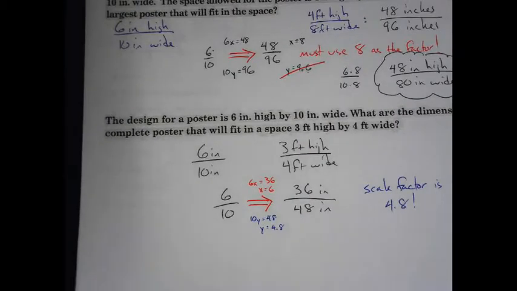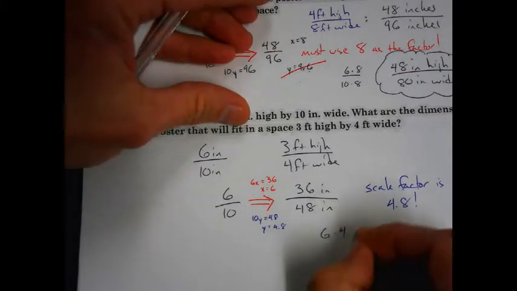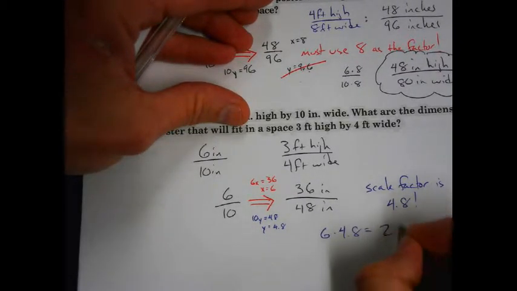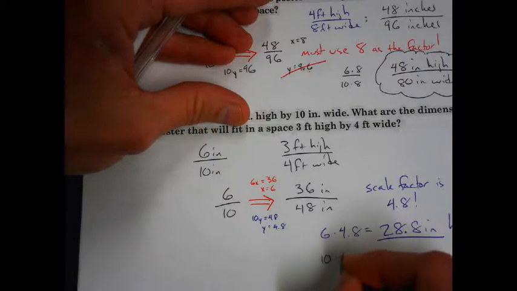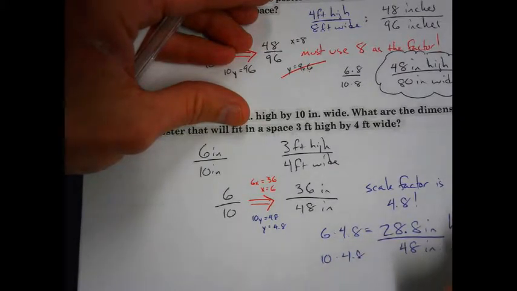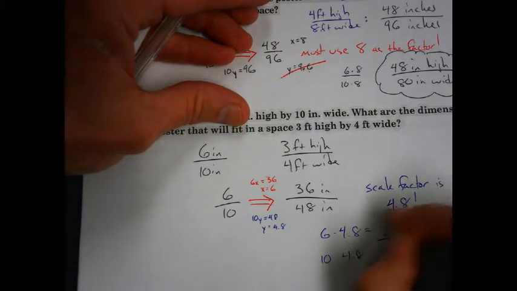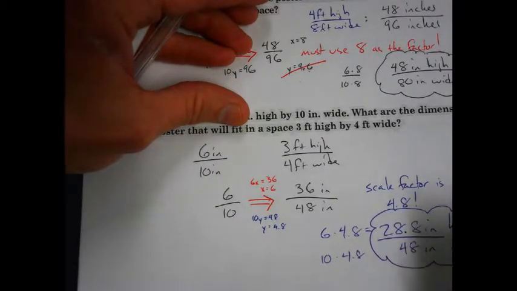So when we multiply our height, which is 6, by 4.8, we would get the height of the design, 28.8 inches. That's the height, by the way, and the width would be 48 inches. Okay, so that's the perfect fit in that design. And that's how we deal with scale and scale factors.